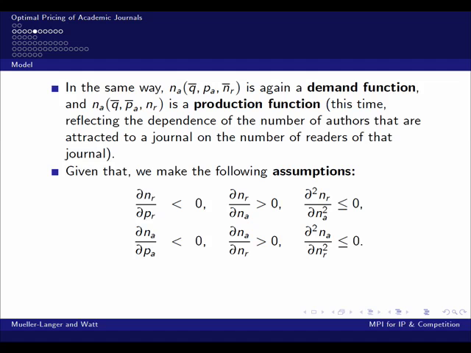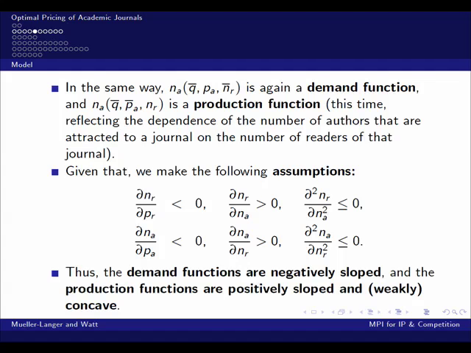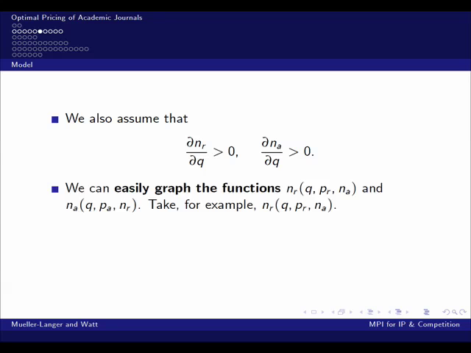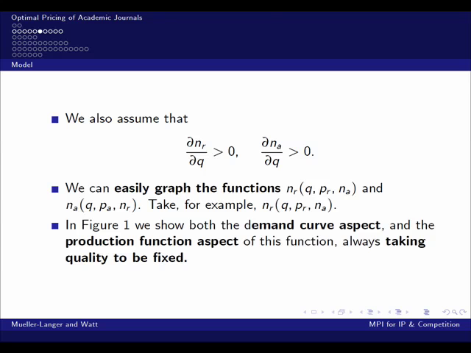And we have concave production functions here. So the demand functions are negatively sloped, and the production functions are positively sloped, but weakly concave. Okay? We also assume that if the quality increases, then the number of readers increases, and if the quality increases, then the number of authors increases. So we will graph this in figure 1.